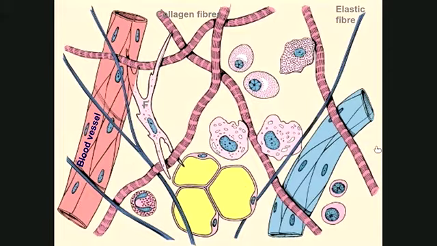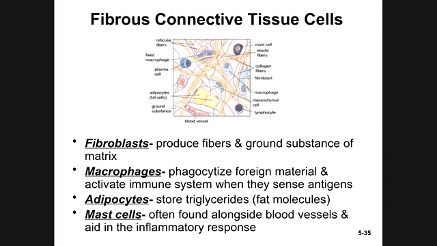Here you have the list of the cells in your connective tissue. The first cell is called fibroblast. In this picture, you can see the fibroblasts, these elongated cells. They are relatively flat cells with tapered ends, and are the most abundant resident cell which we have in our connective tissue proper. They produce the fibers and ground substance of our extracellular matrix.